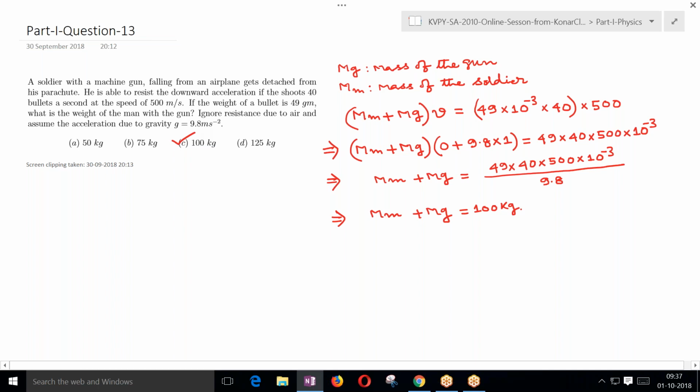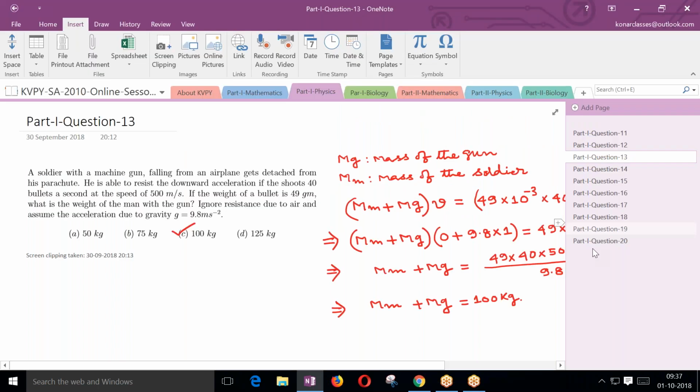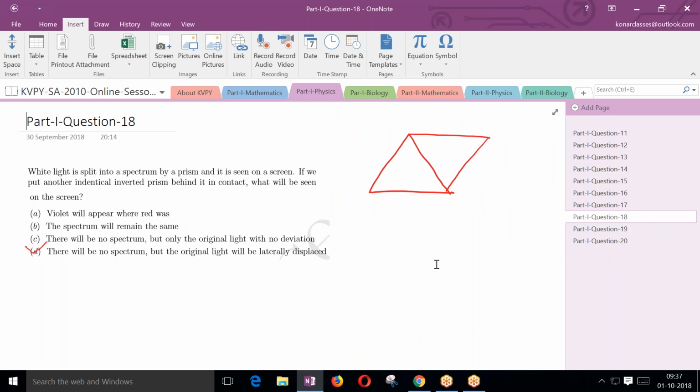There was a typo in the question. I remember it was Shrestha who raised this. There was a typo in option D. It has to be laterally. So there will be no spectrum, but the original light will be laterally displaced. Okay. So that was the statement for question number 18, and we discussed that for question number 18, option D is correct. So now we are done with part one questions of physics.